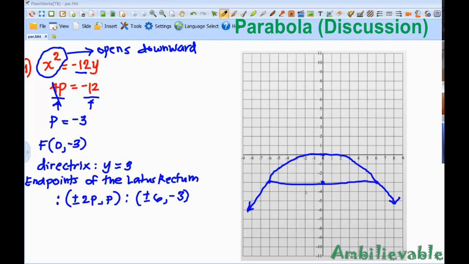So the focus is at 0, negative 3, and this one is our endpoint.